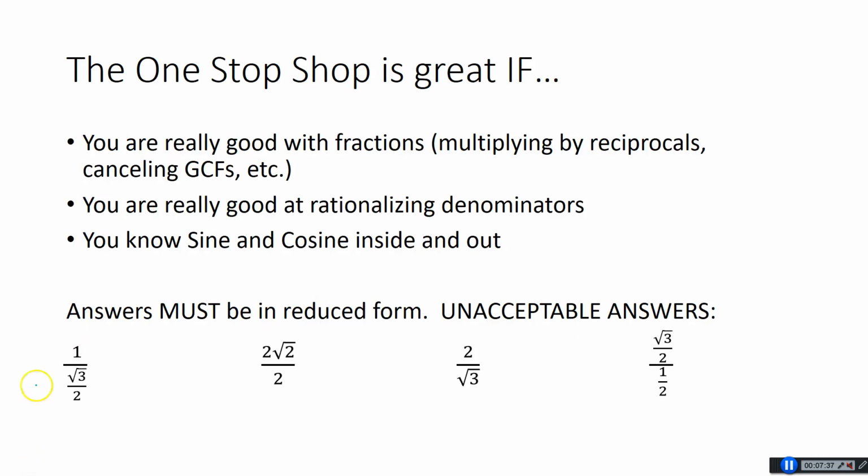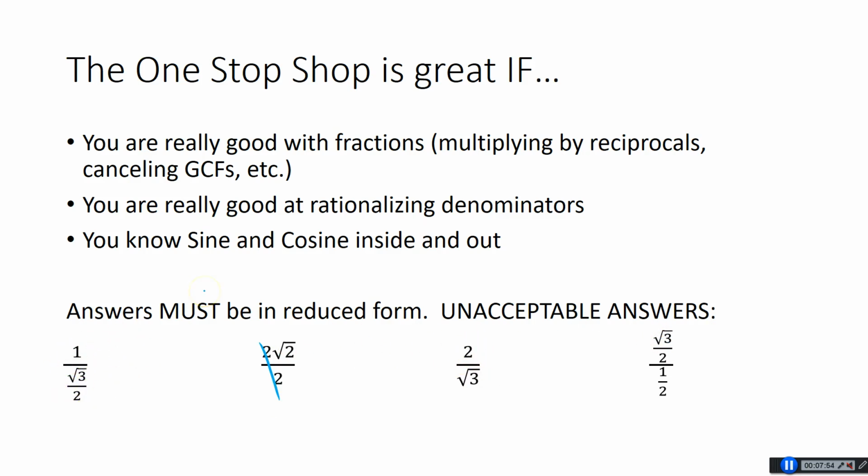So these are some unacceptable answers. You cannot leave things like this. You can't do like 1 over √3 over 2. That'd be like a secant or a cosecant answer, right? 2√2 over 2, no good. You got to cancel out those 2's and leave it just as a √2. 2 over √3, no good. That'd be like this, just simplified, right?